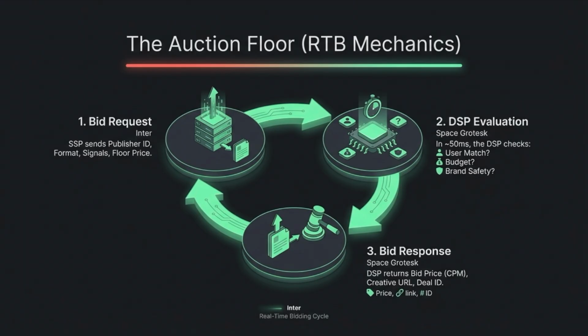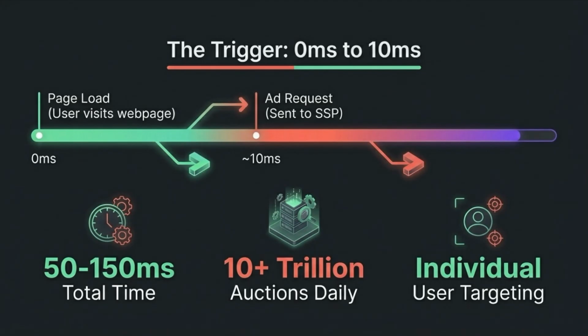You are. So if all that logic passes, targeting, budget, safety, frequency, the DSP calculates a price, say $3.10, and fires back a bid. And the SSP gets all these bids back, picks the highest one, tells the browser, we have a winner, and the ad loads. Total time elapsed, about 100 milliseconds. And the user, you have no idea any of that just happened.